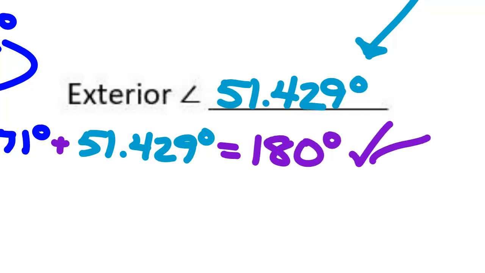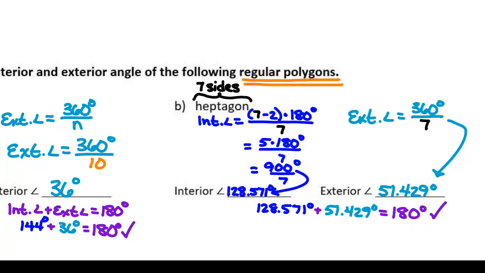Now, depending on how you round, for ones that don't come out to be nice, whole, pretty numbers, depending on how you round on your calculator, you might end up with like 179.999 because of the way you rounded. If you have to round an answer, and that's what you get when you add them together, that's okay. That would just be a little rounding error there, but I'm not going to take off points for anything like that.